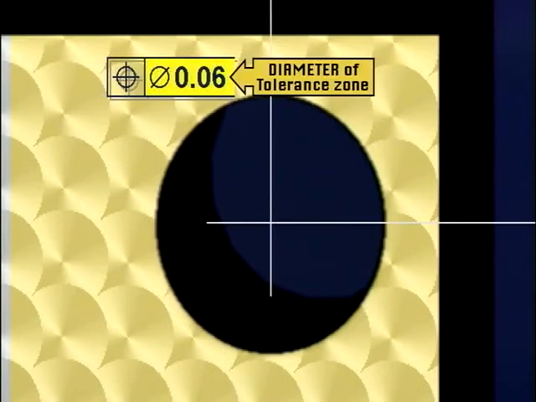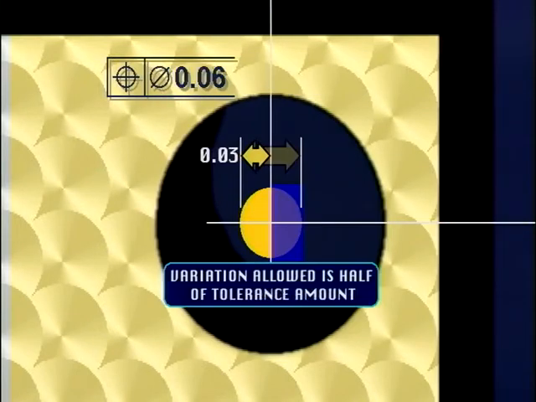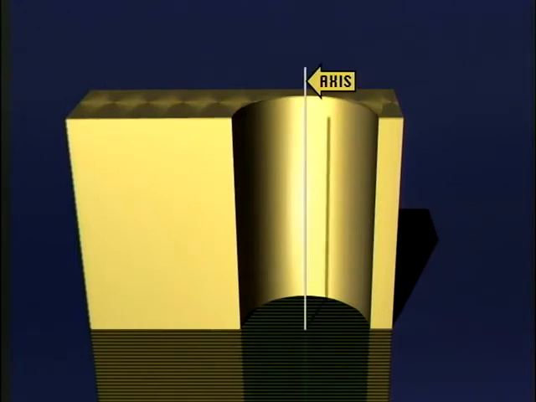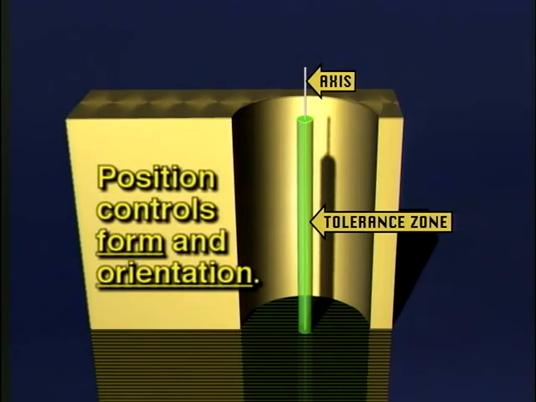The position tolerance amount is not the distance that the feature axis may vary from true position. The tolerance amount is actually the diameter of the tolerance zone, 6/100ths in this example. The distance that the hole's axis may vary from true position is 1/2 the diameter, which is 3/100ths for this part. Since no part of the hole's axis may be outside of the tolerance zone, the form and orientation of the feature are also controlled. Any defects, such as bowing or slanting, may not place the axis outside of the tolerance zone.